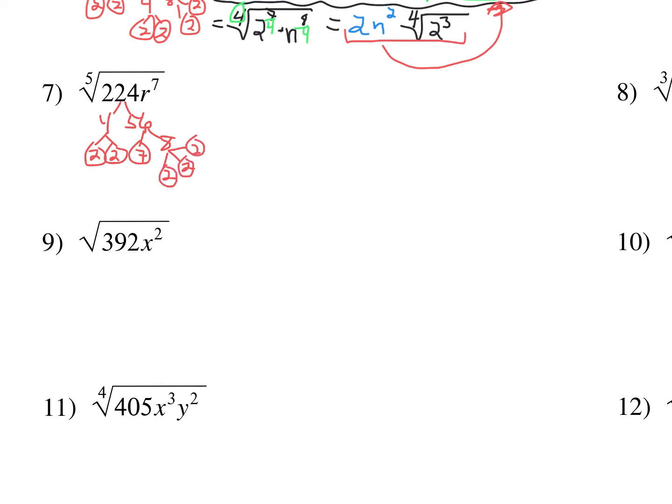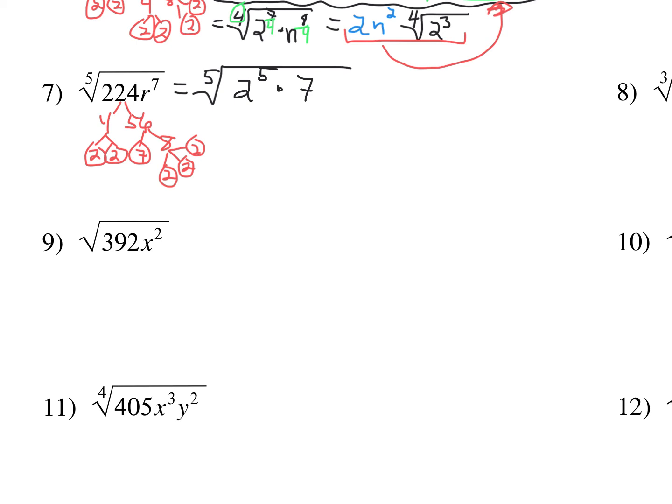So this time we're going to write everything exponentially. So I have the fifth root of, and then I have 1, 2, 3, 4, 5 2's. So 2 to the fifth times, and then I have 1 7.